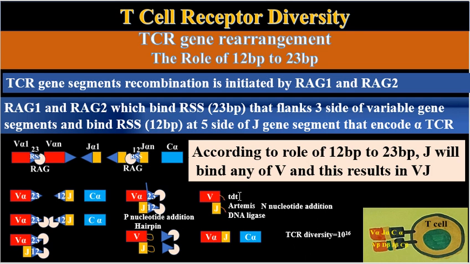But another enzyme, which is terminal deoxynucleotidyl transferase, together with Artemis, will add N nucleotides just to repair this injury, as the gene should not be left open, and this will lead to formation of a functional gene that has the capacity to encode TCR alpha of the T cell.